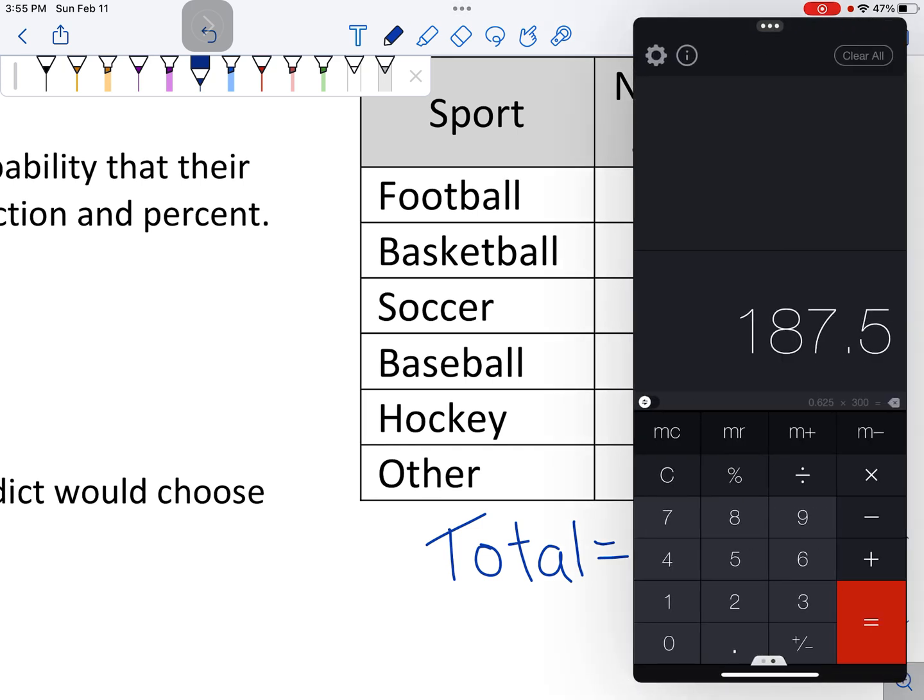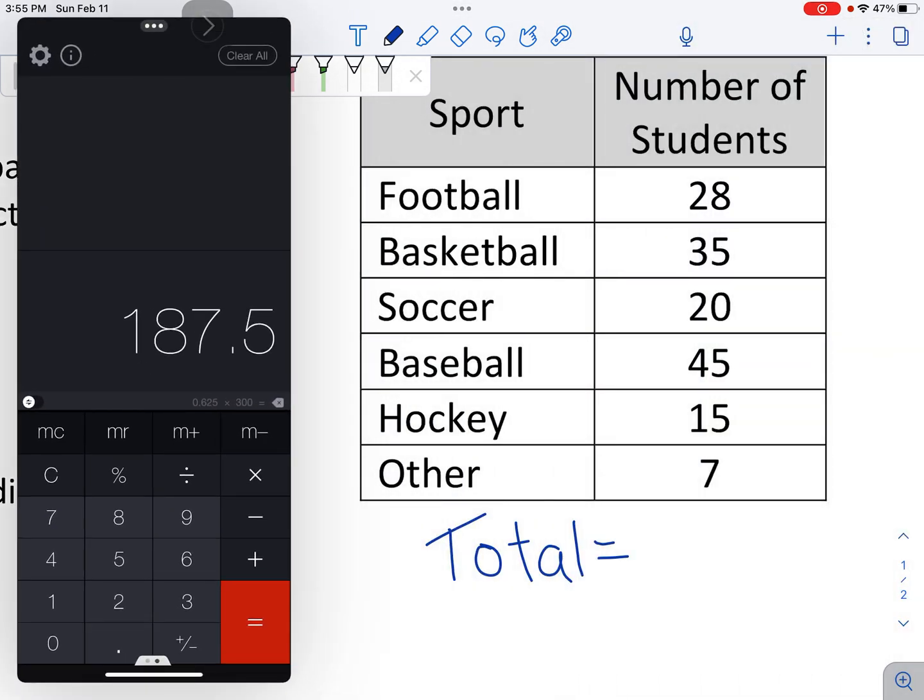You can add them all by hand if you want to. I never do that, and I do math all the time. 28 plus 35 plus 20 plus 45 plus 15 plus 7 gets me a total of 150. If I got some sort of weird number here, like 148 or 153, I would re-add these in the calculator because probably it's going to be some easier number like 150.